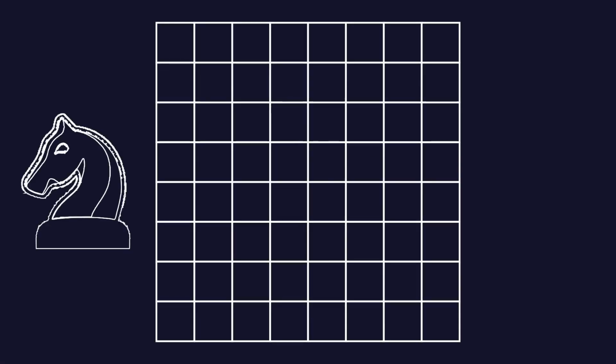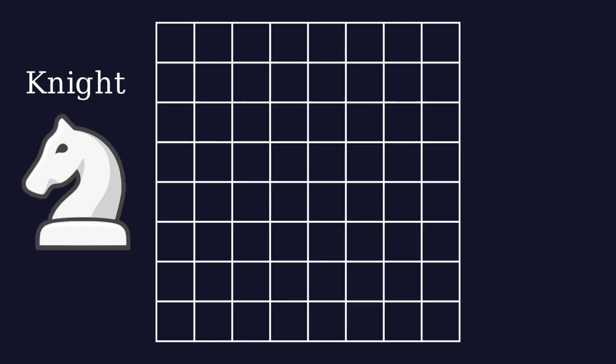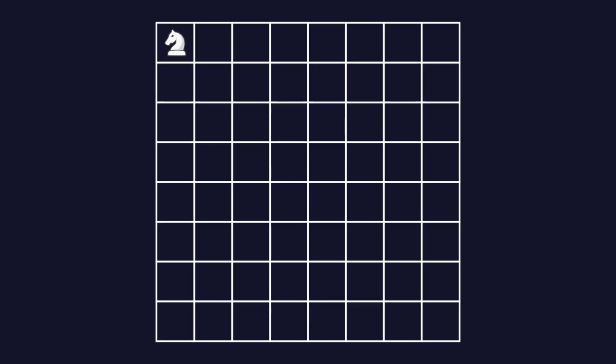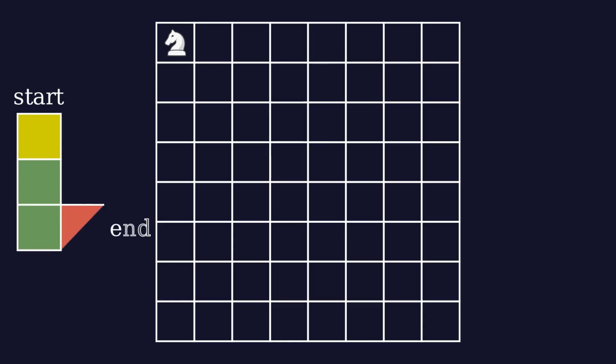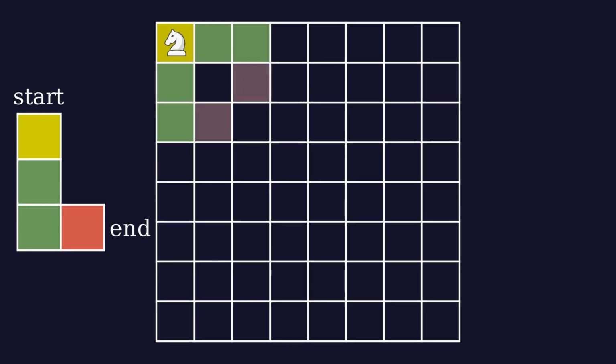Consider an 8x8 board. Let's place a knight, one of the chess pieces, in the top left corner of the board. The knight moves like an L shape. For instance, from this square, the knight can move to these squares.